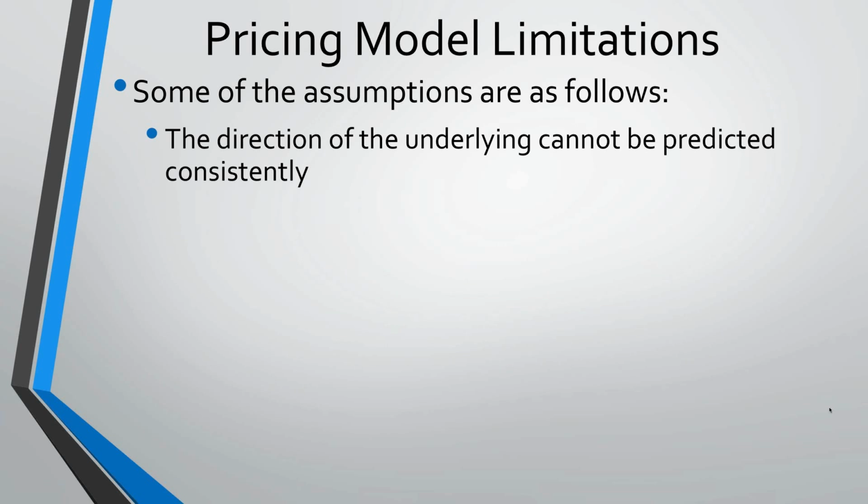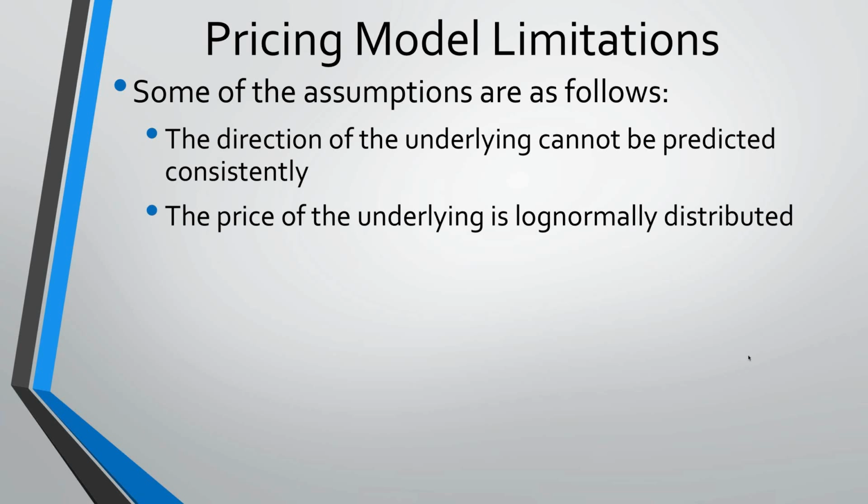The direction of the underlying cannot be predicted consistently. Now, Mike and I know, and we know at Path Trading Partners, that that's not true. There are times when the underlying price can be predicted. For example, trending markets tend to continue to trend. Okay? So if you're able to say we're in a trending market, you can say with a decent amount of certainty that that trend will continue. All right? That's one of the weaknesses in the pricing model, or the limitations. It assumes that the direction of the underlying cannot be predicted consistently, and sometimes it can.